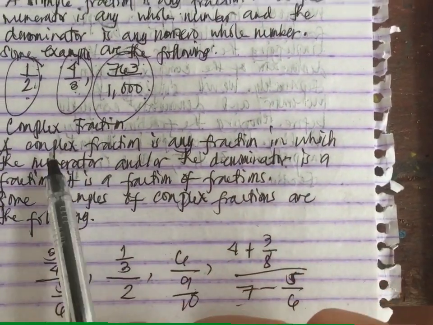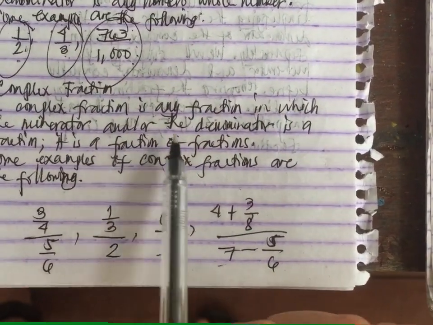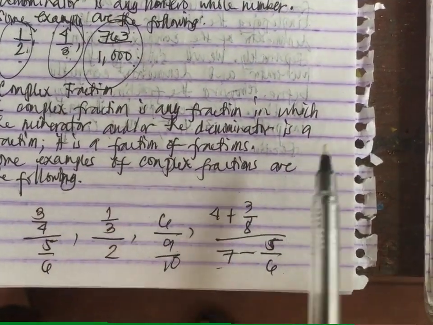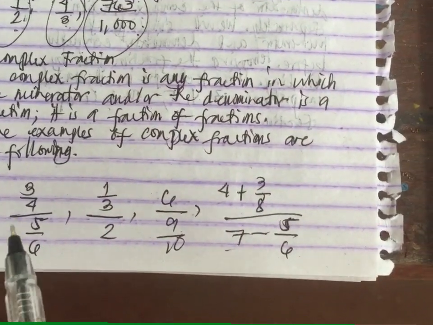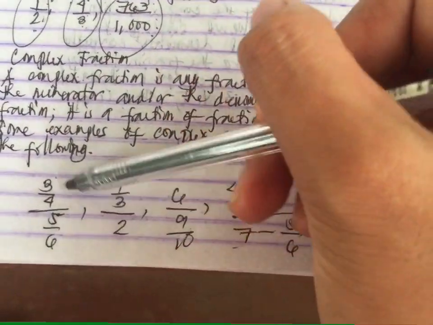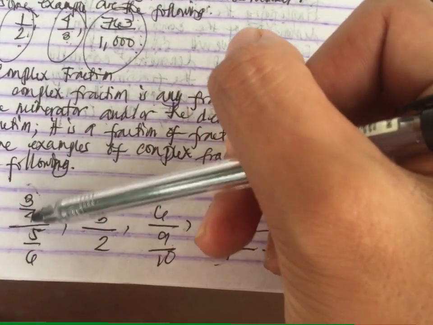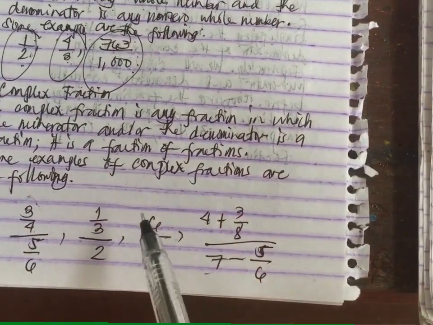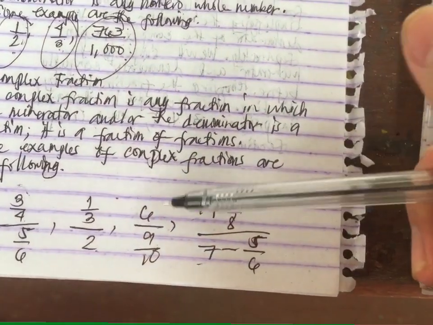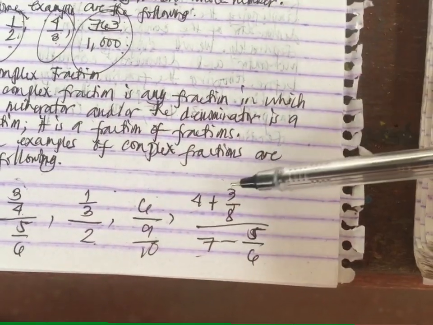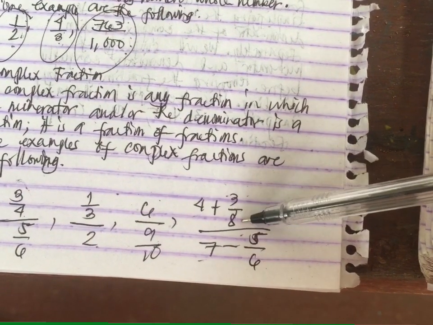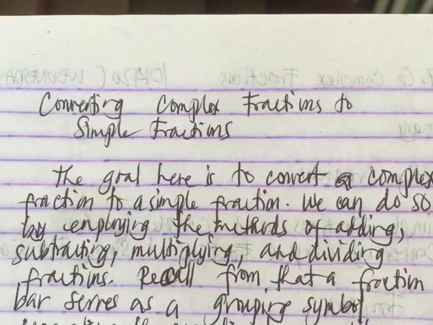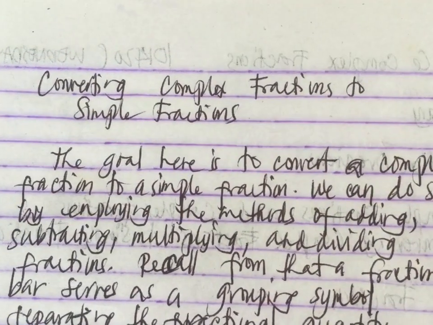Next, complex fraction. A complex fraction is any fraction in which the numerator and/or the denominator is a fraction. It is a fraction of fractions. Some examples of complex fractions are these. So, complex fractions ay fraction siya made of dalawang fractions. Ang numerator natin, 3/4, and ang denominator natin, 5/6. And 1/3 over 2, and 4 plus 3/8 over 7 minus 5/6. Ito yung complex fractions.